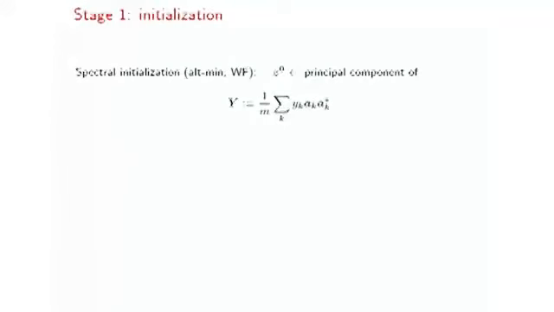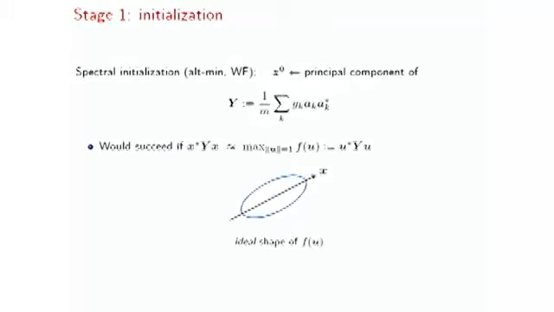So first of all, for initialization, one of the very popular ways to do initialization is called the spectral method, which has been used in both amplitude minimization and Wirtinger flow. Basically, we start the algorithm using the principal component of this sample matrix. Since this is a PCA type of scheme, we know that if it works, it basically means that this Y matrix will attain almost maximum energy along the direction of the ground truth. So this is the ideal case.